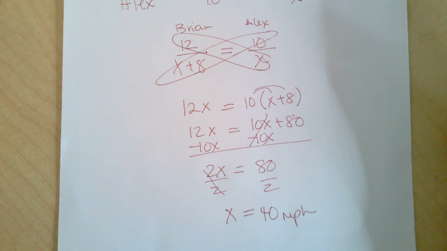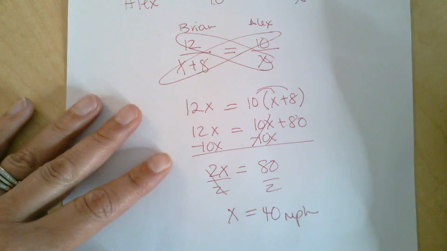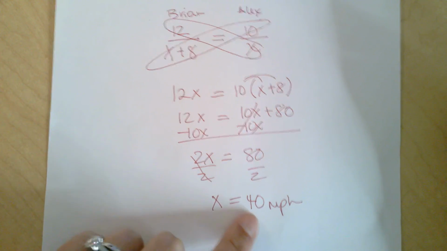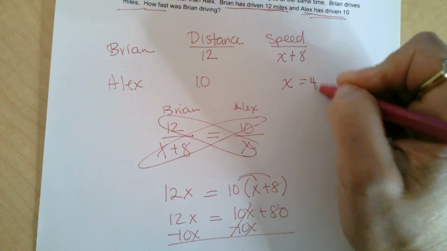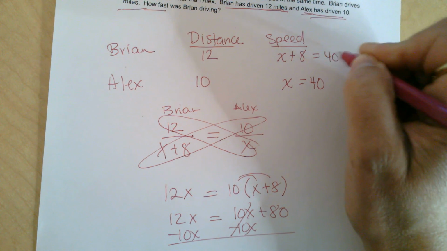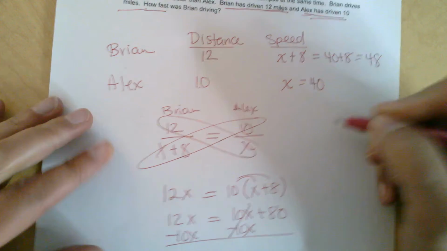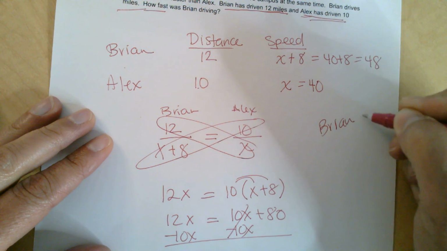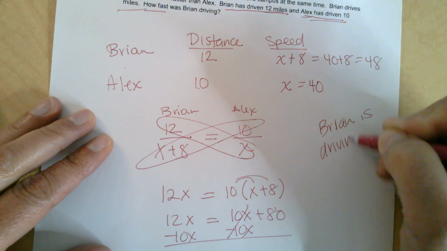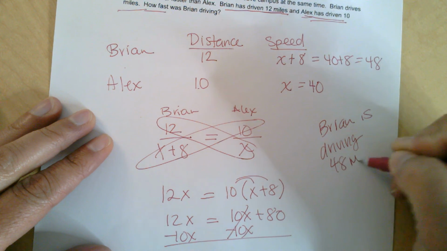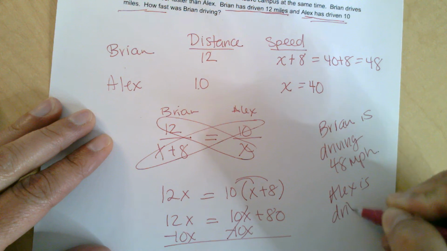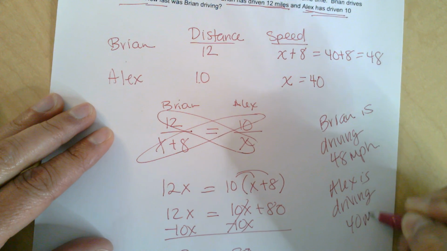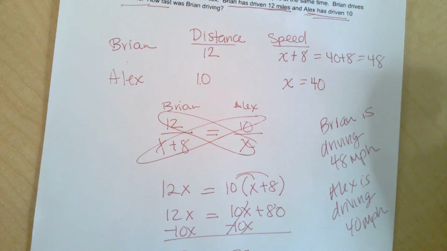Okay, let's go up and figure out who's going 40 and who's going faster. So x is 40, so I'm going to take that and go all the way back up here. x is 40. And so this is going to be 40 plus 8, which is 48. So Brian is driving 48 miles per hour and Alex is driving 40 miles per hour. I wonder what the speed limit is, everybody. That would probably be my next question.